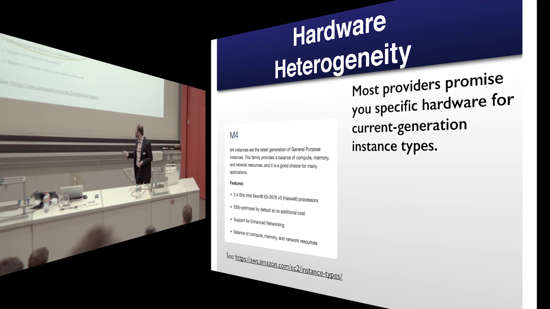This is a snapshot currently from EC2. What you can see here is that for all the general purpose instances, you get a guaranteed hardware model nowadays. In Azure, it's still not the case, but for most cloud providers, including Google, Softlayer, Amazon, and most others, you're currently guaranteed a specific model of hardware. So this hardware heterogeneity is not really that big of an issue anymore.